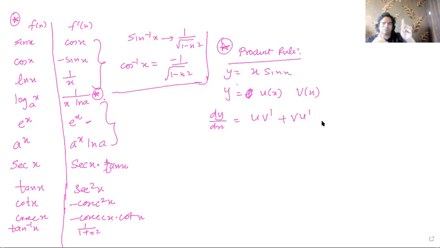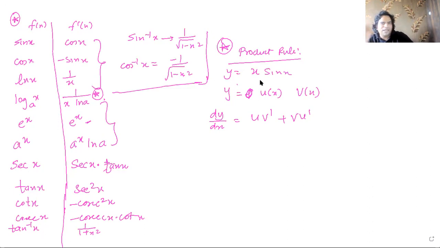Now, what does u dash mean? So u is like keep the first function as it is, differentiate the second, plus differentiate the first, keep the second one as it is. I mean the other way around. So uv dash plus vu dash.